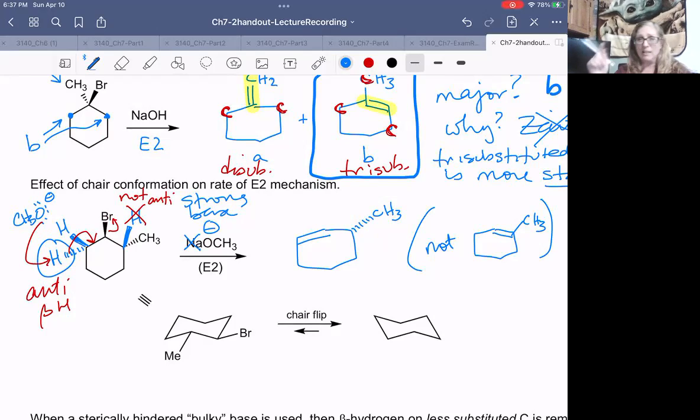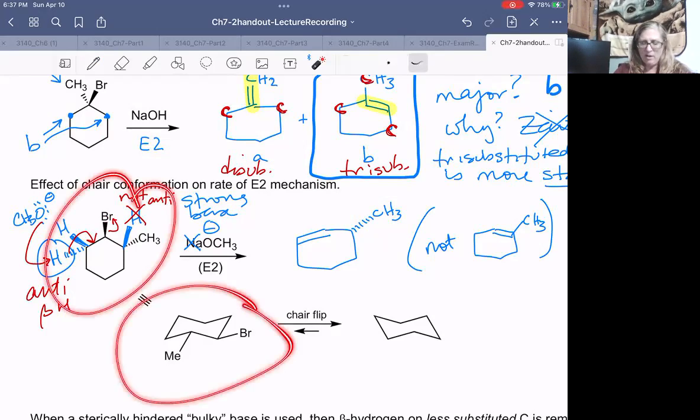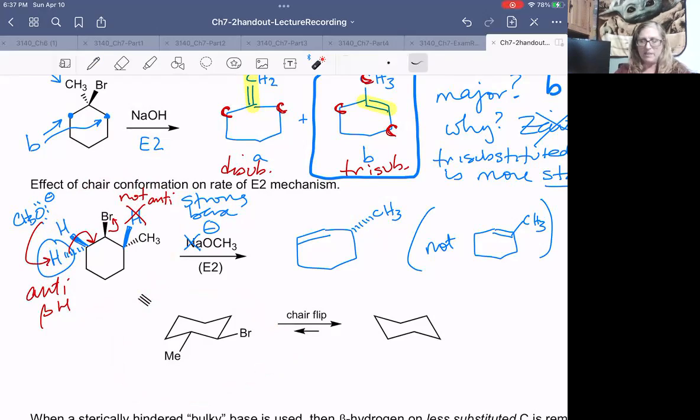Okay, now let's take a look at what this looks like in the chair conformation. When we redraw this as the chair, it looks like this. This is the most stable conformation. Remember, we could always do a chair flip. So what I've drawn here is the most stable conformation.